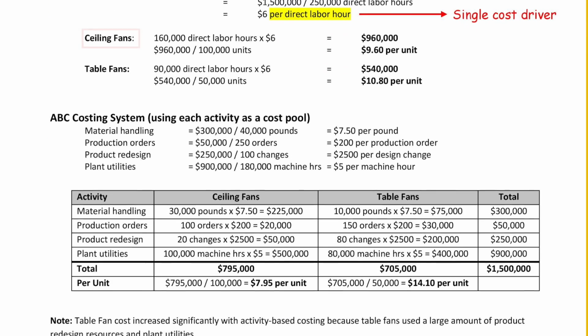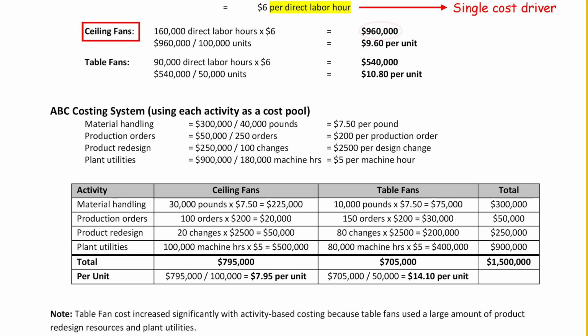Put a box around ceiling fans and circle $960,000. So ceiling fans, they've used 160,000 direct labor hours, and we're going to apply overhead at $6 per direct labor hour. So that would be $960,000. Next one, put a box around table fans. Now they've used 90,000 direct labor hours. So 90,000 times 6 gives us, circle, $540,000. So the total overhead of $1.5 million under the traditional system is allocated $960,000 to ceiling fans and $540,000 to table fans based on a single cost driver, direct labor hours.